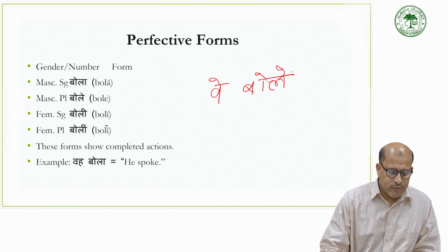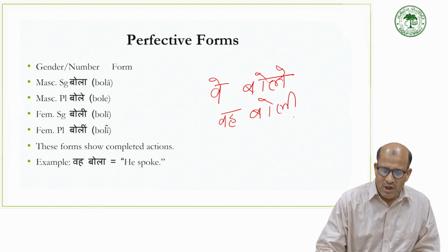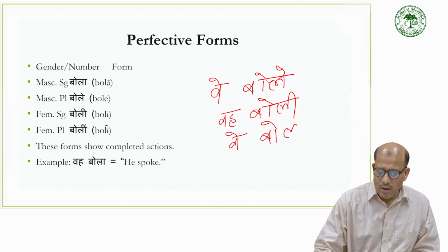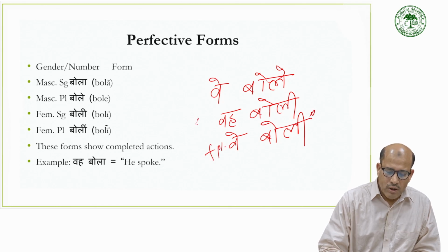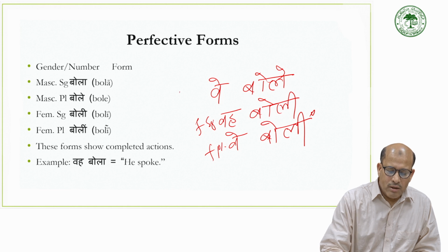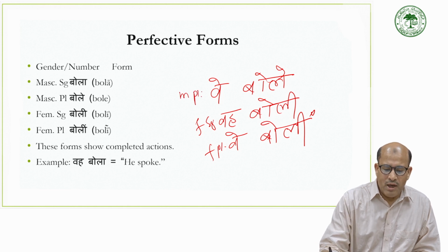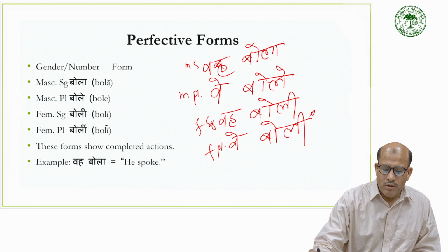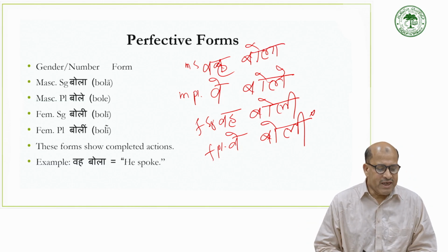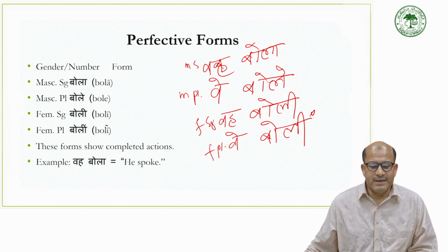वे बोले, वह बोली, वे बोली. So this is feminine plural, feminine singular, or masculine plural, and वो बोला, masculine singular, वो बोला. So this is basically the combination for all the verb in sentences.